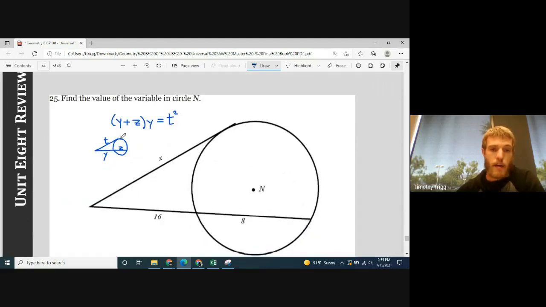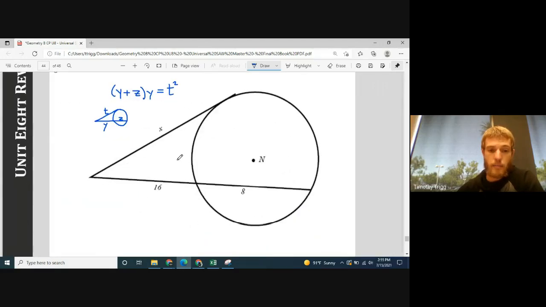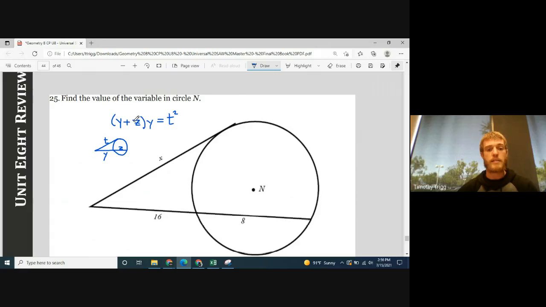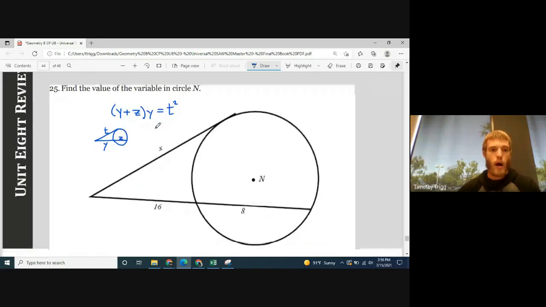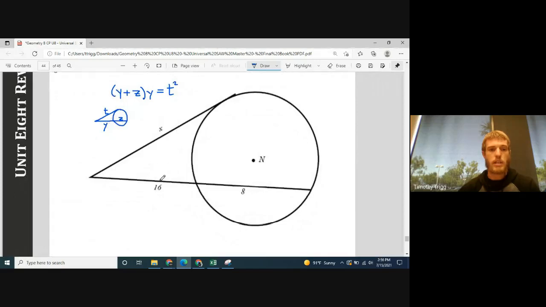Okay, question 25. Find the value of the variable in circle n. So I don't think we did anything quite like this one in the packet, but they did give you the formula, and the formula looks like this here. So y plus z times y equals t squared. And we're using this picture here where t would be like where x is, y is where the 16 is, and z is where the 8 is. So in my formula here, y is right here. That's where 16 is. So on my formula, I'm going to replace y with 16.